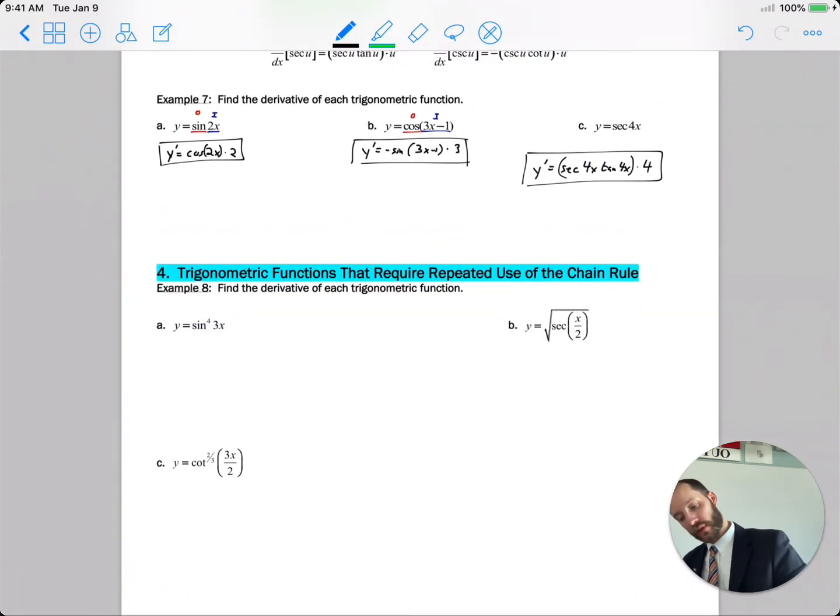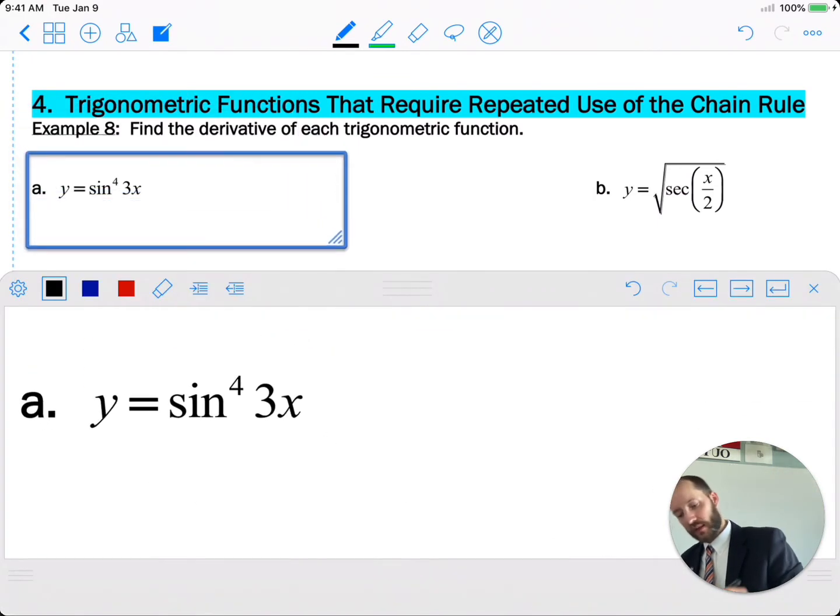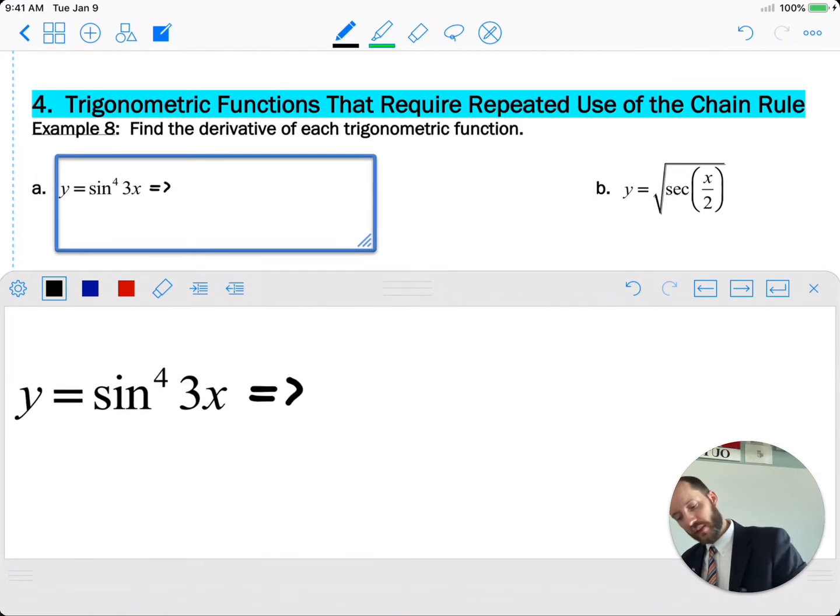Now, my favorite part here, the nested chain rule. Problems that require repeated use of the chain rule. So functions plugged into functions. So example A, y equals sine to the fourth of 3x. So this is the same as sine of 3x, to the fourth.